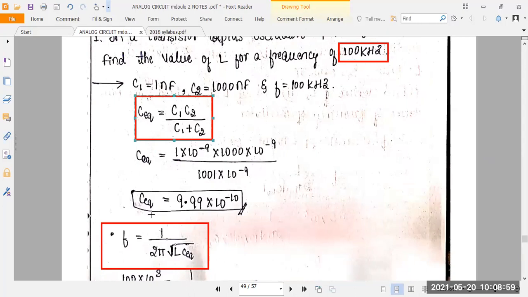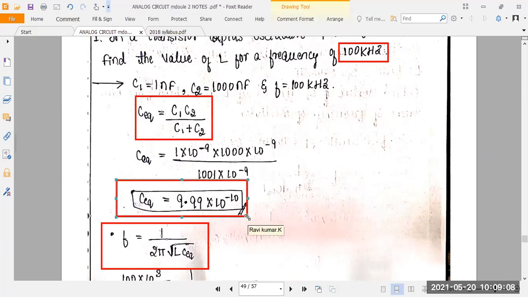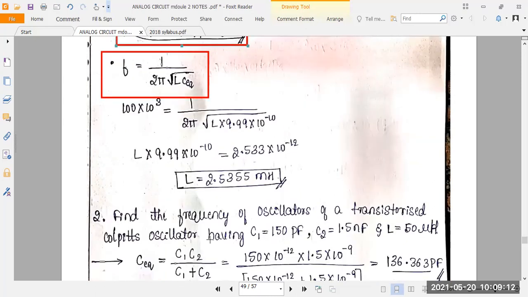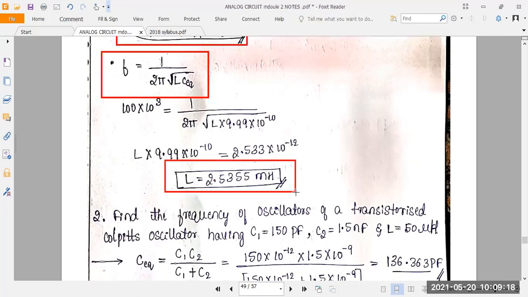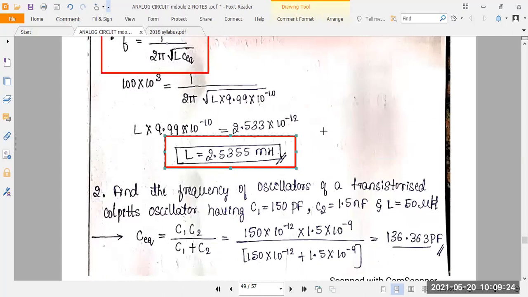Okay, after that you'll get C equivalent is 9.999 into 10 raised to minus 10. This is the C equivalent final value. After that substitute here, then L you take it outside. So almost we got 2.53 millihenry. What is the L value here? 2.535 millihenry for the output frequency of 100 kilohertz. Understood? Same thing, you do one more problem here.